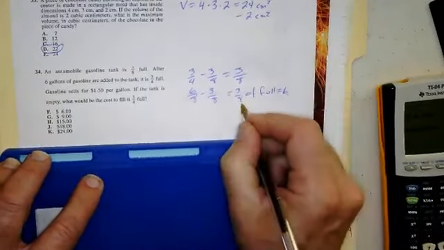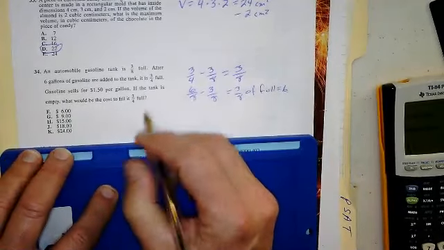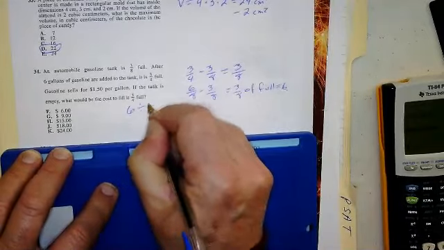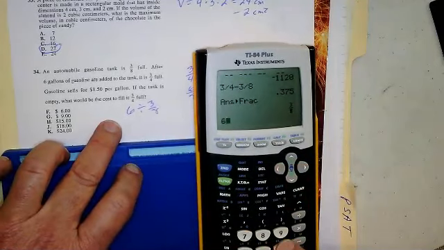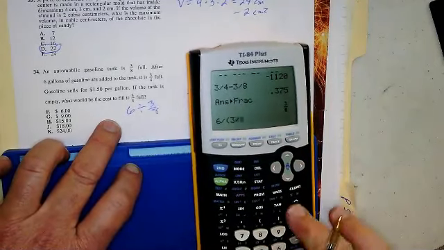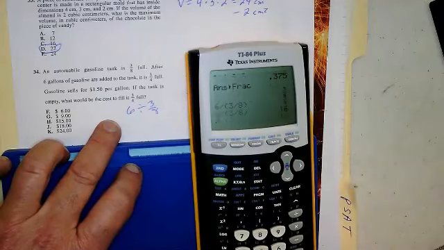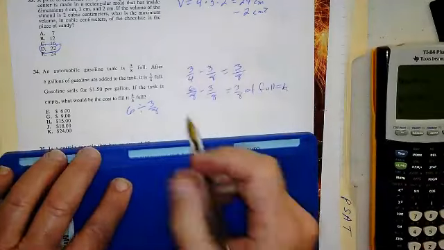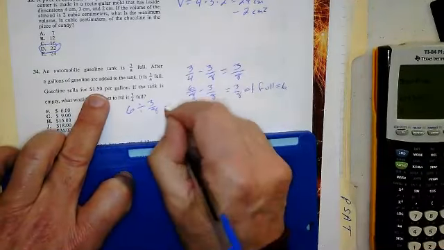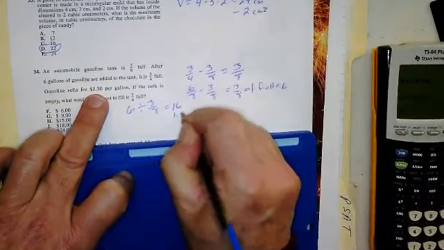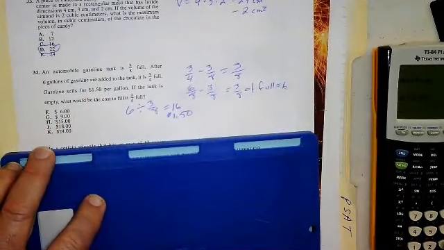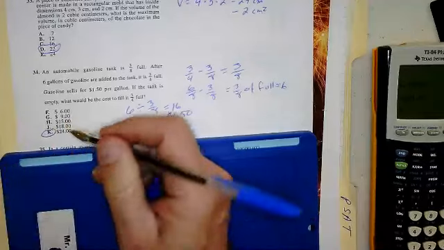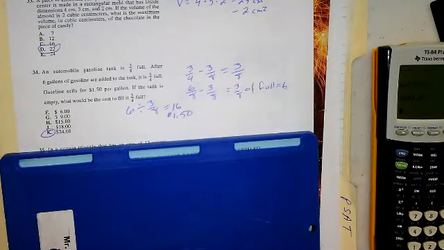So I take 6 divided by 3/8 to figure out the total size of the tank. So 6 divided by 3/8, and again, I can fall back on the calculator. Can say 6 divided by 3 divided by 8, or we could have used 0.375, and that tells us 16. So there's 16 gallons in a tank, and then we multiply 16 times $1.50. Okay, so 16 times $1.50 is 24. So the answer to 34 is K.